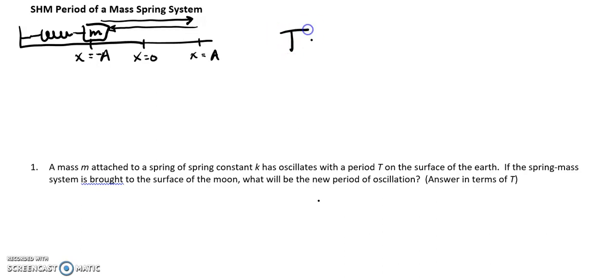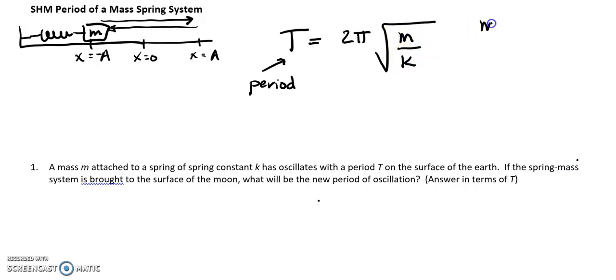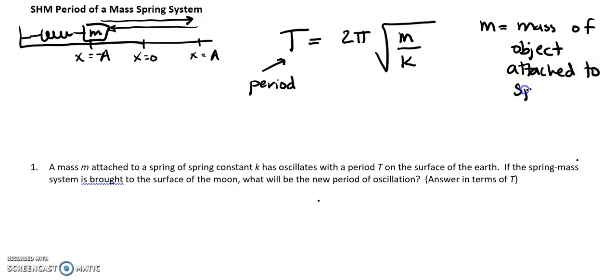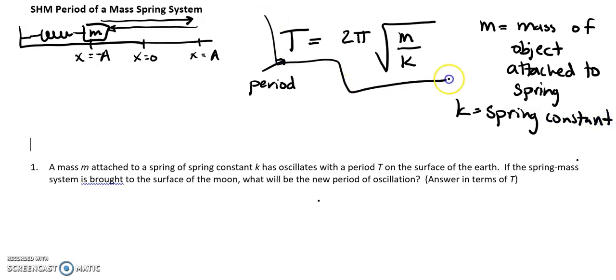So the equation for the period, so again, this is period, is 2 pi square root of mass over k. And again, this is the mass of the object attached to the spring, and then k is the spring constant. Cool. So we have that equation. We'll go ahead and circle that.